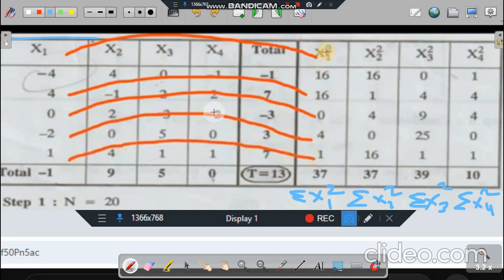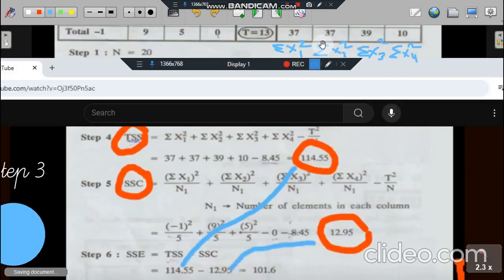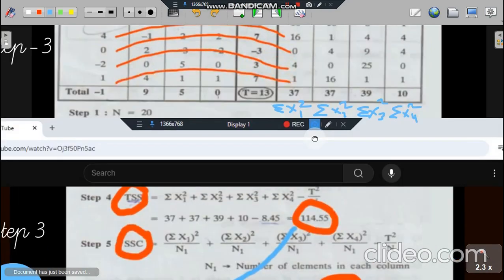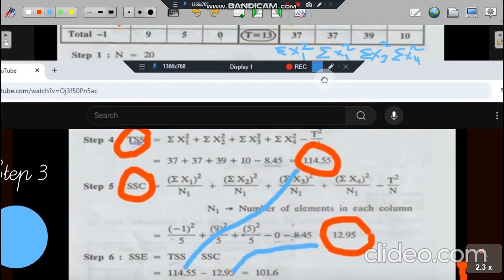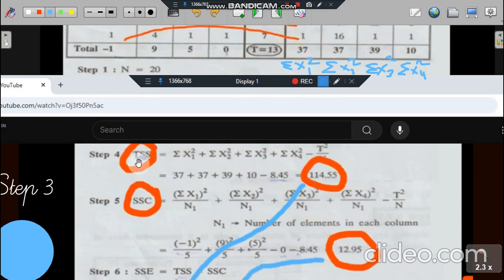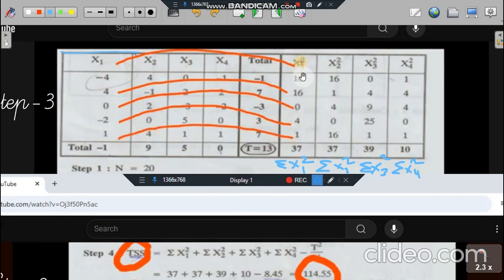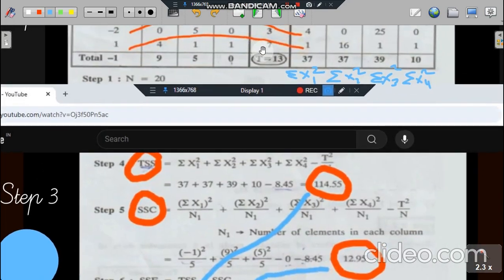So this is the next step that you have to understand. From this table we have to calculate the components of ANOVA, that is TSS, the total sum of squares. Look at that. So these are squares, there's some squares, there's some squares. So that's what we have here.